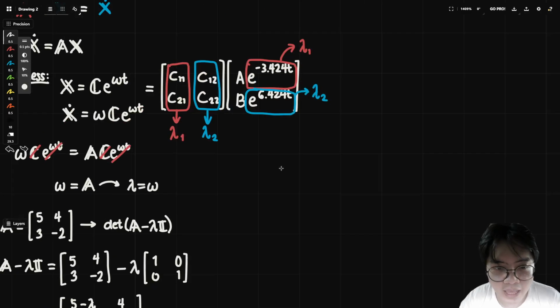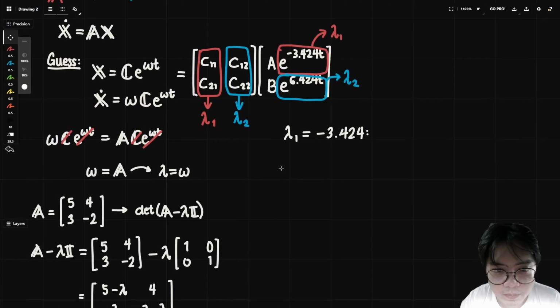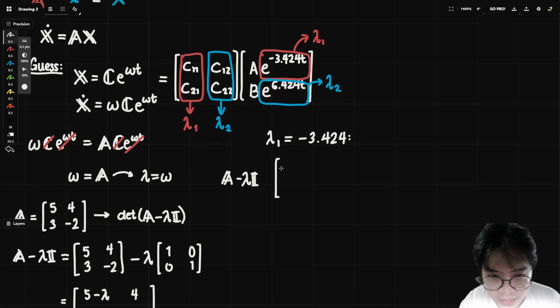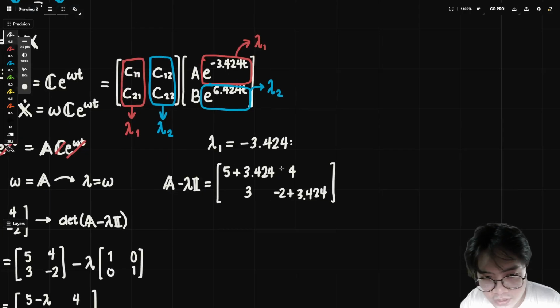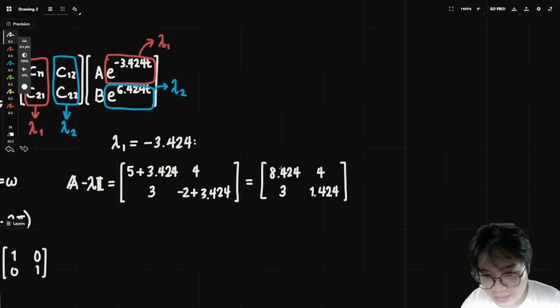Let's say our first eigenvalue is negative 3.424. We put it back into our original matrix. A minus lambda I will be 5 plus 3.424, and then 4. And then 3, and negative 2 plus 3.424. If we put this together, we have 8.424 and then 4, and then 3 and 1.424. What you will see between these isn't obvious yet.